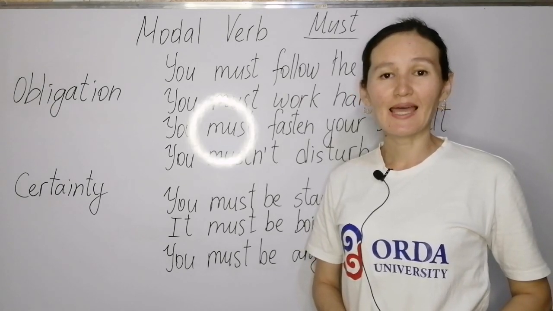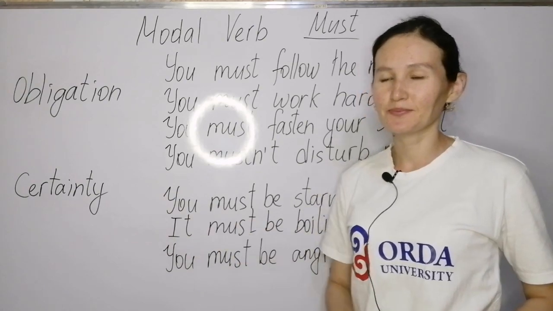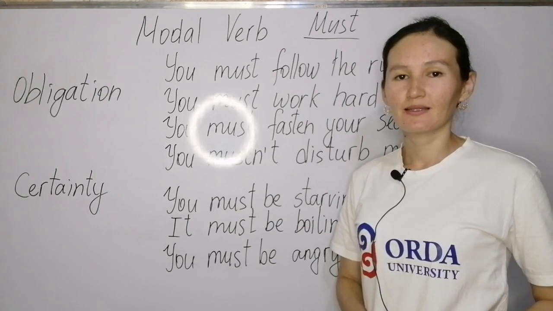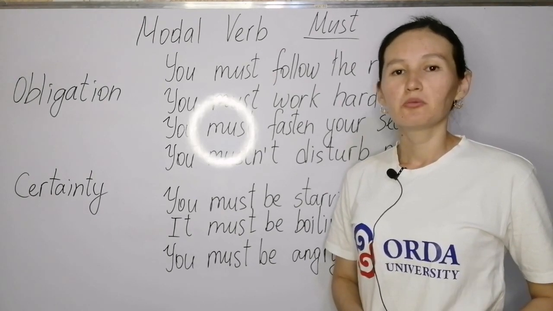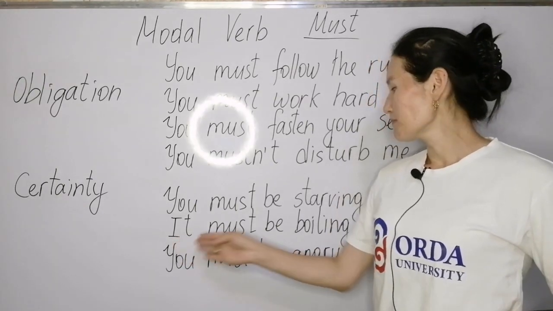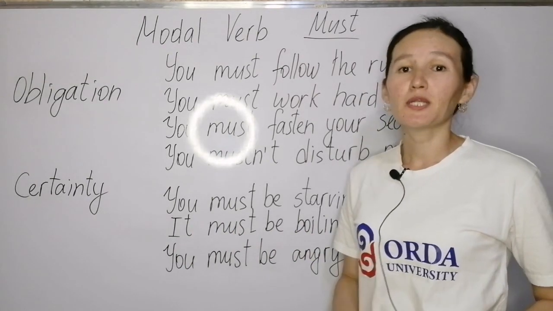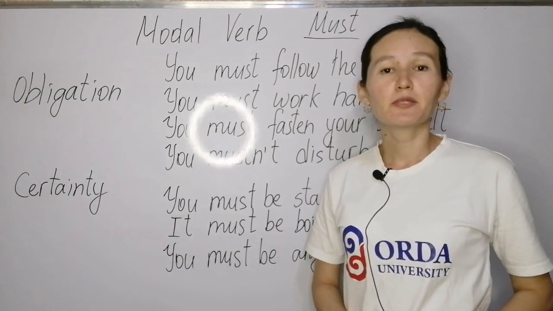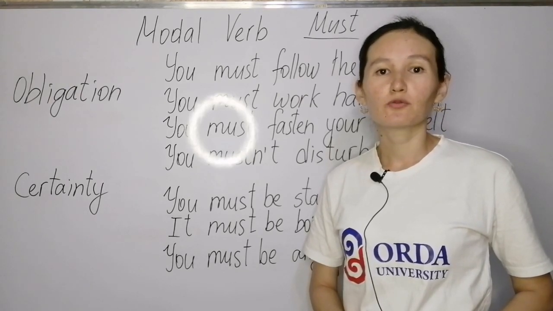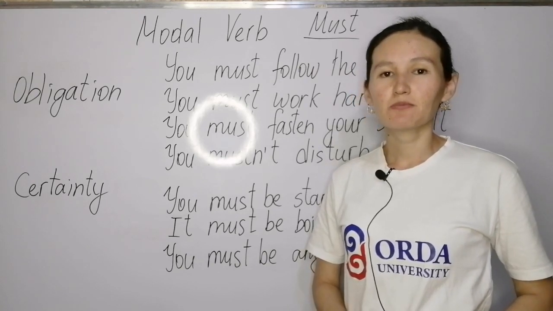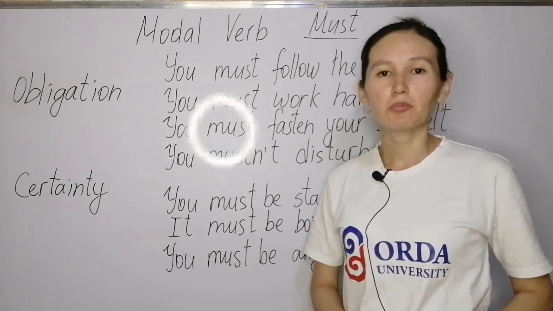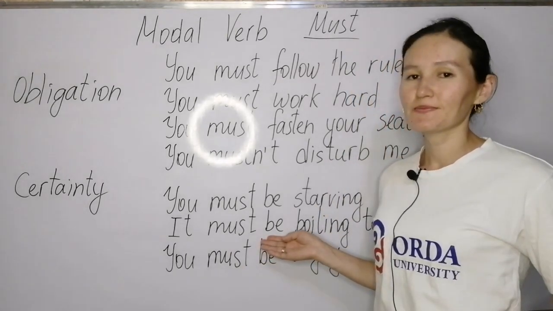Okay, let's take a look at the sentences about certainty. You must be starving. Must plus be. You must be starving. It must be boiling today, or it must be cold today because it's been snowing for 2 days. It must be boiling today. Must plus bare infinitive, be.